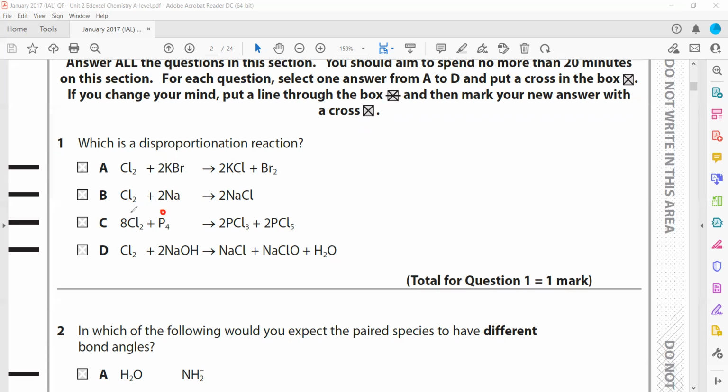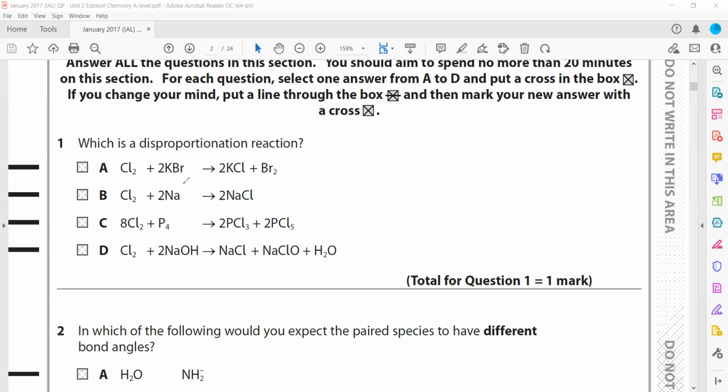In elemental state the oxidation numbers are 0, so phosphorus and chlorine both have oxidation number 0. But in the case of phosphorus pentachloride, each chlorine is minus 1. So this will be minus 3, this will be plus 3. And this is minus 5, so this will be plus 5. So in both the products, the phosphorus is oxidized because 0 becomes plus 3 or 0 becomes plus 5. And in both the products, the chlorine is reduced.